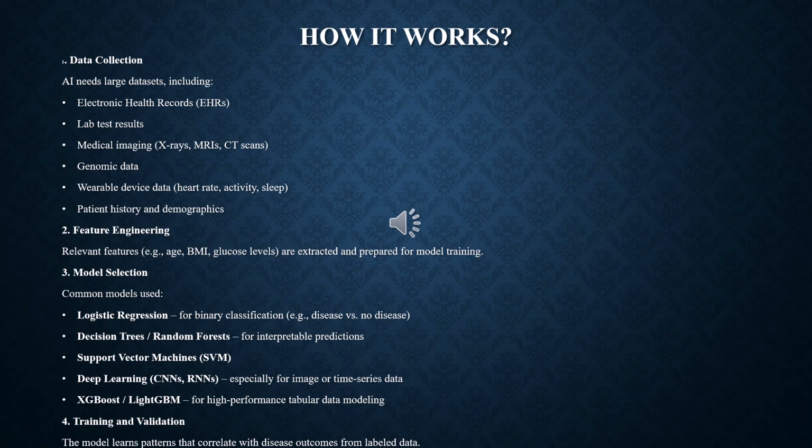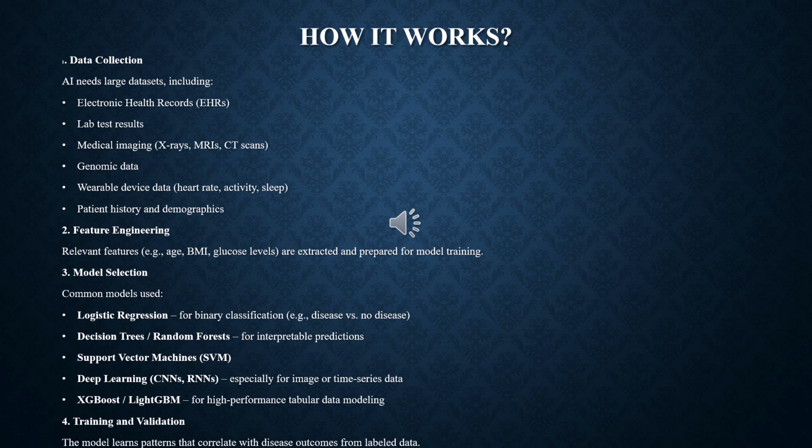And then model selection. You select the model to train for accuracy. The common models are logistic regression, that is binary classification, where you find whether there is disease or no disease. You can perform it algorithmically also. Then decision tree and random forest, which can also predict whether there is disease or not. Then SVM is one good model to find out the disease. Deep learning with CNN and RNN is used for images and time series data. XGBoost and LightGBM are high-performance models for tabular data modeling.